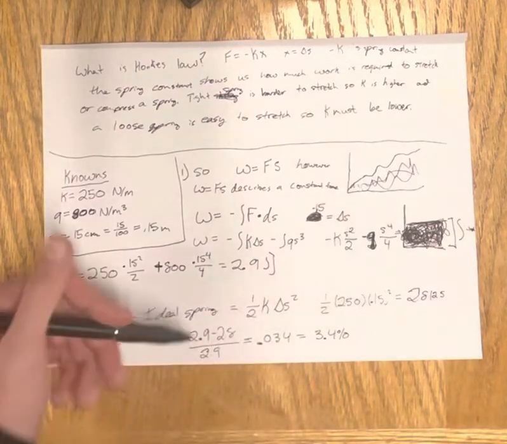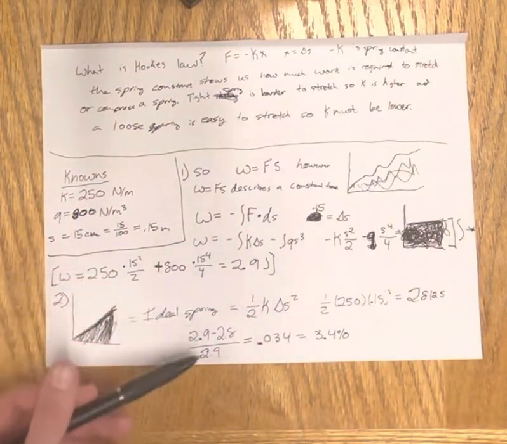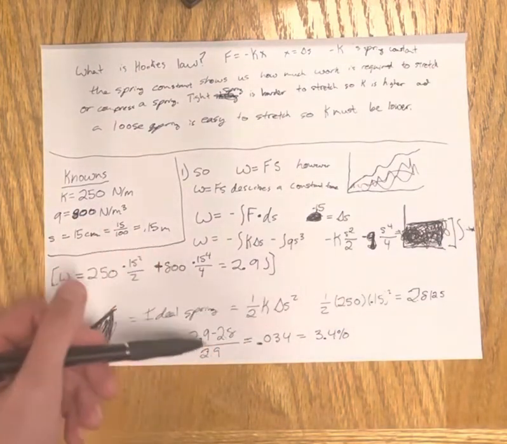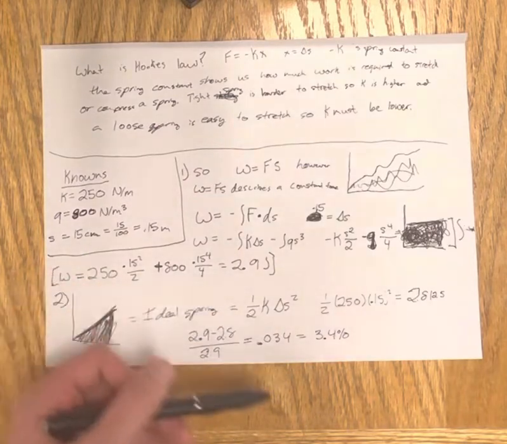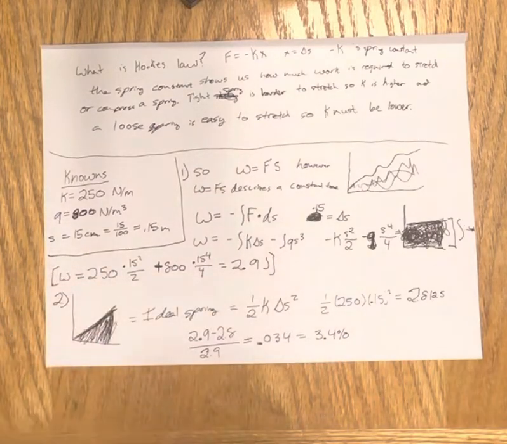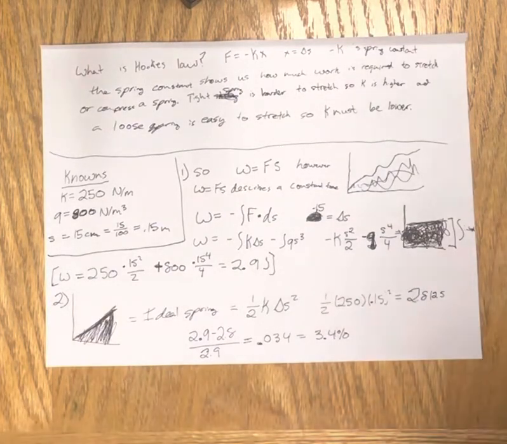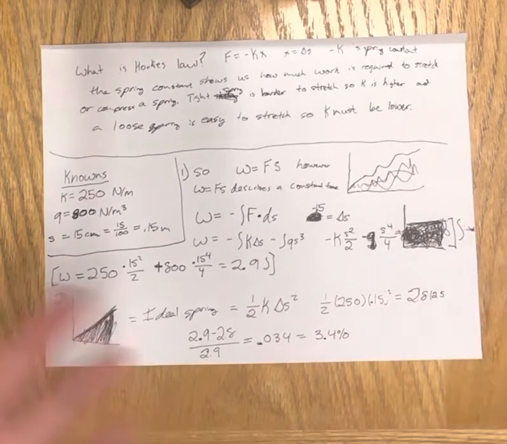We plug it in. Then we just do the work minus the ideal work over the ideal work, to get a number, times that by 100. So we know that Q is only 3.4%. That's how much it's changing it by. That's how much the cubic term is increasing it by.